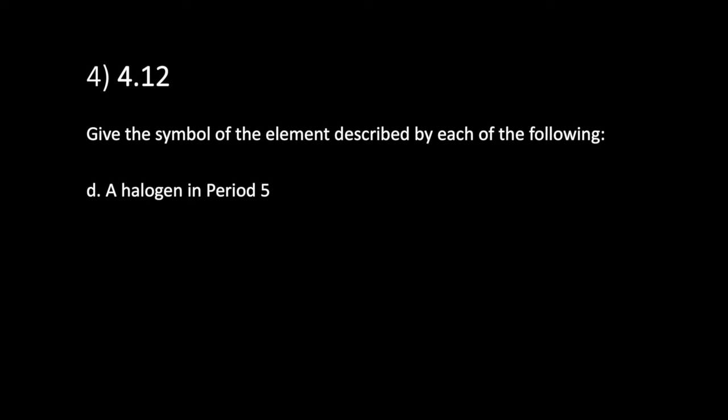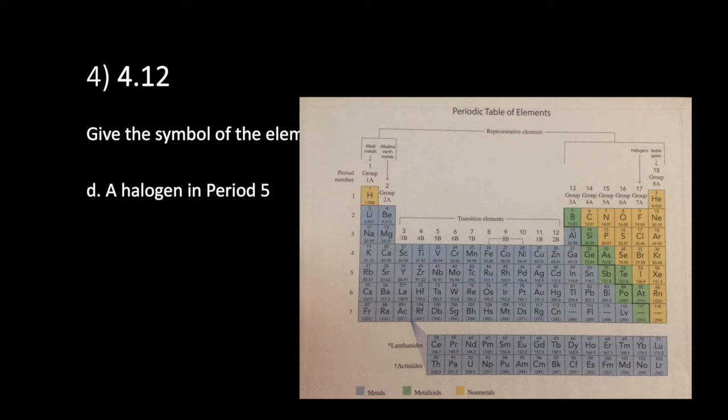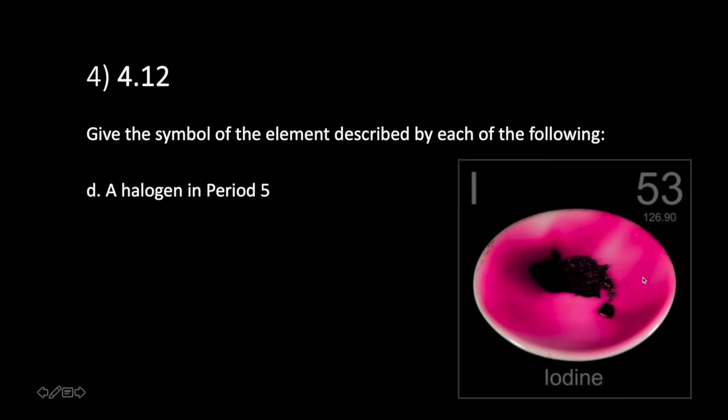Okay, D. It says a halogen in period 5. So the halogens, that's another column. It's column 7A. You can see it on the right side of the periodic table. Column 7A, and that's what a halogen is. And then period 5, that's this row here. So where does that row meet the halogens? It meets the halogens at iodine. So the symbol you'd write down for this would be capital I. And iodine is a dark purple solid, could also be a liquid, and then it turns into a lighter purple gas.